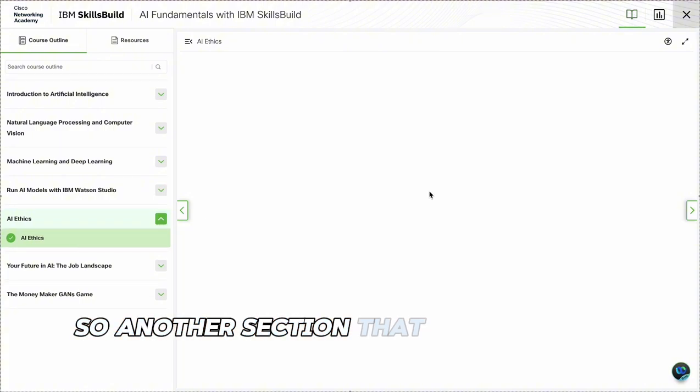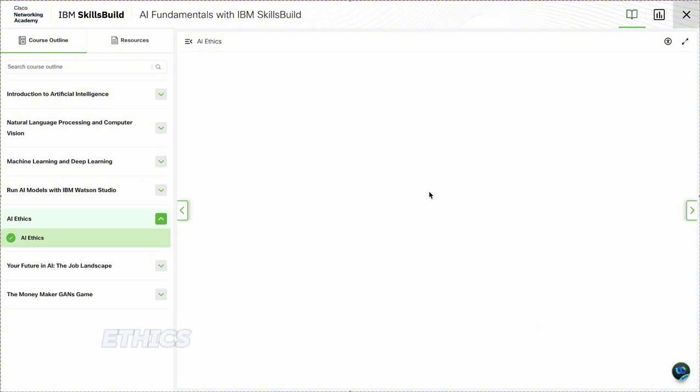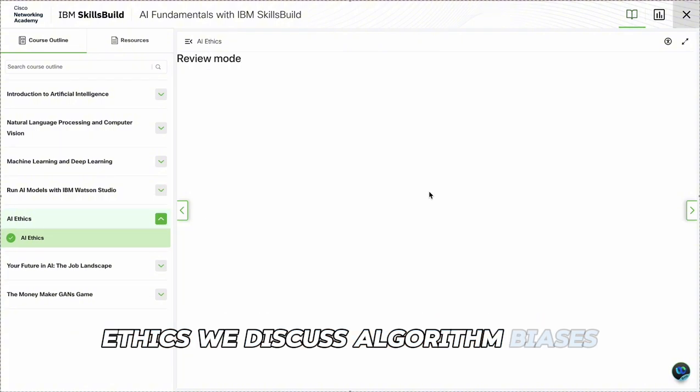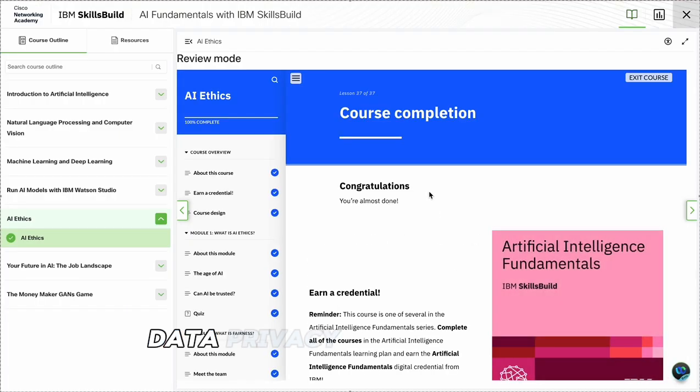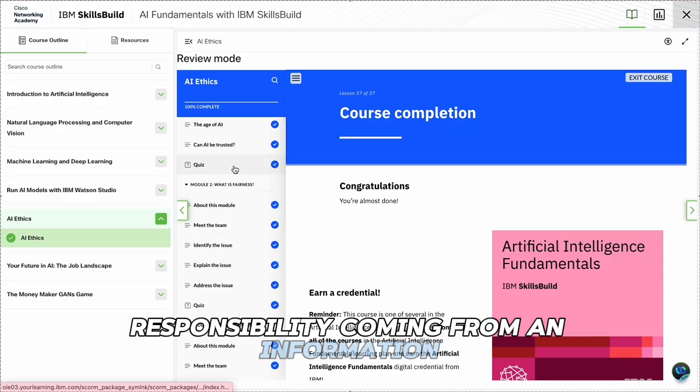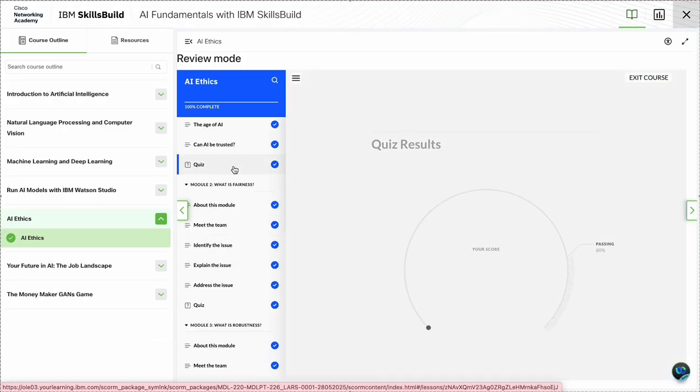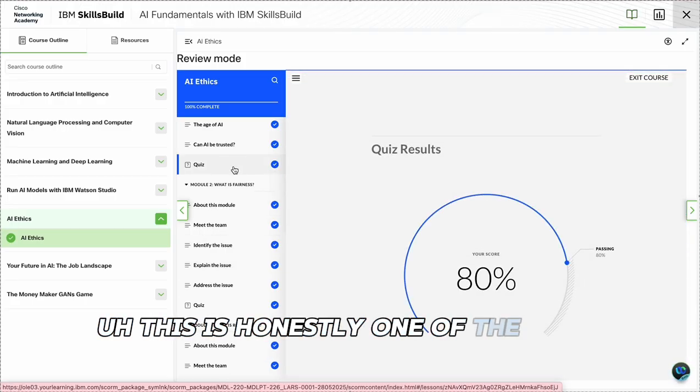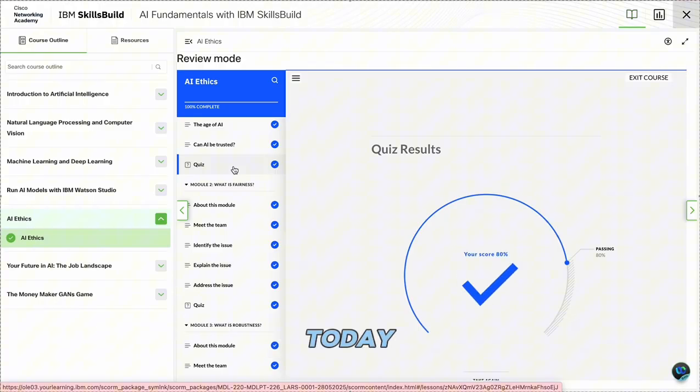Another section that really stood out to me was AI ethics. We discussed algorithm bias, data privacy, and developer responsibility. This is honestly one of the most important topics today.